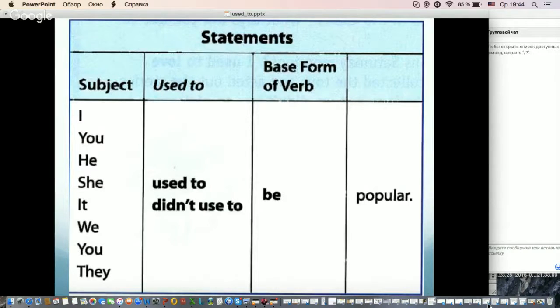If we want to make the negative form, then we put "didn't" in front of the "used to", and then goes everything else. Thus we have: she didn't used to be popular.